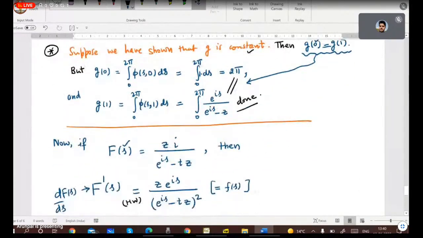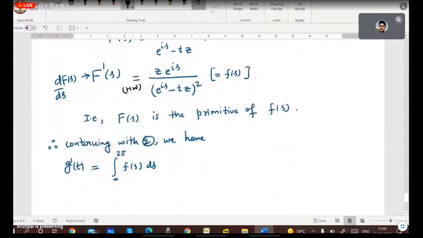And now, because capital F is primitive for it, what will be the value of this integral? The value of capital F at 2 pi minus capital F at 0. Very good. Using the fundamental theorem, which I told you in the previous section while explaining the Riemann-Stieltjes integral. Right, class? I explained it to you there. So it is this.